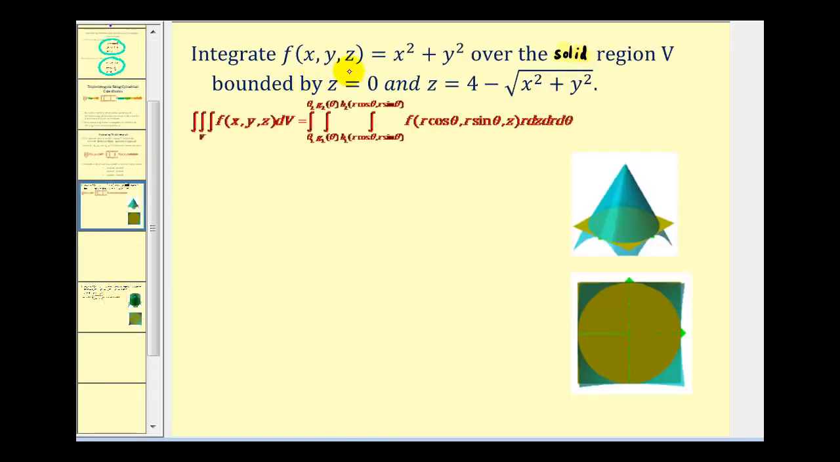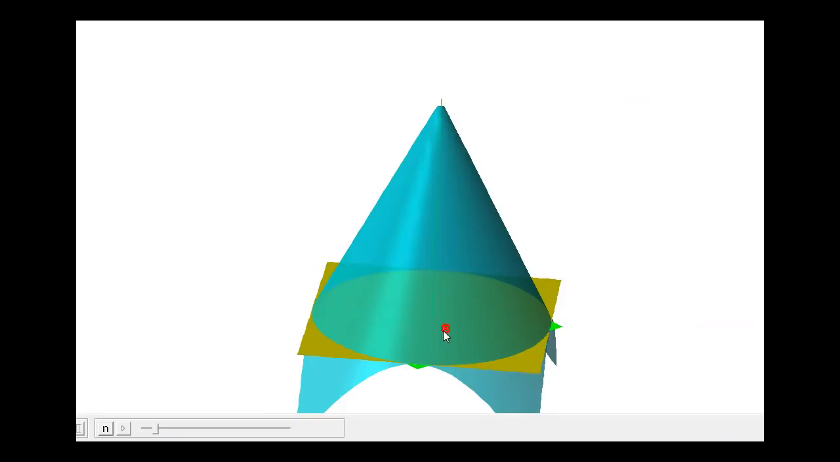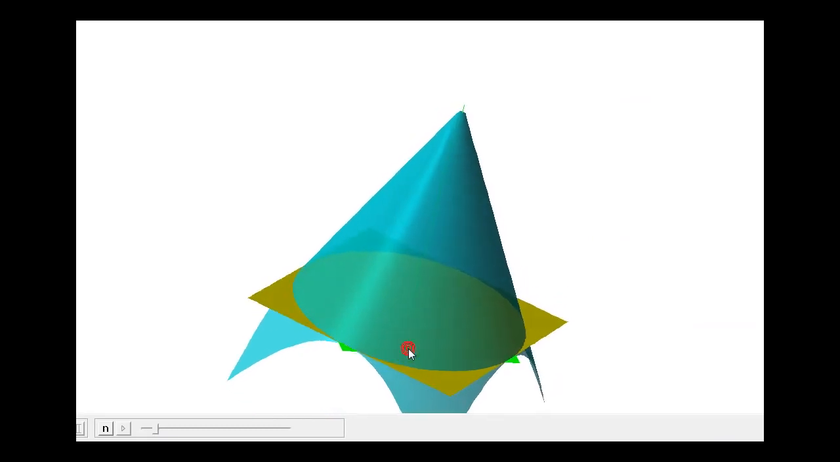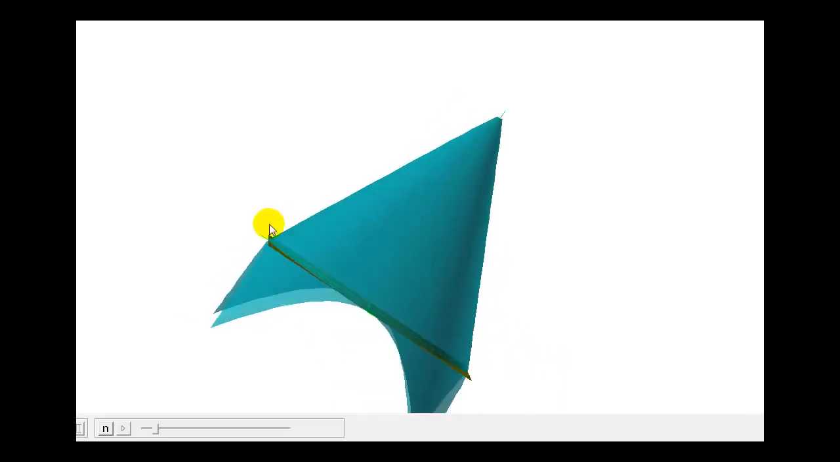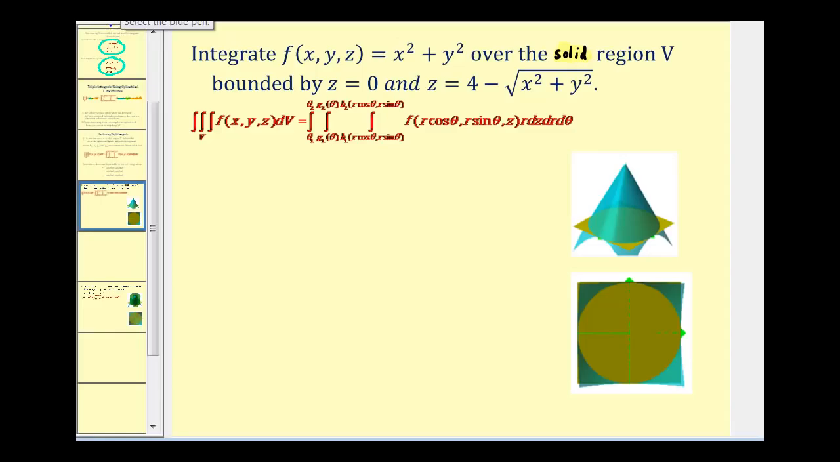We want to integrate f of x, y, z over the solid region V bounded by z equals 0 and z equals 4 minus the square root of x squared plus y squared. Let's look at this graphically. So our region of integration is the solid region inside this cone above the yellow plane. So z equals 4 minus the square root of x squared plus y squared is this cone here, and z equals 0 is this plane here.